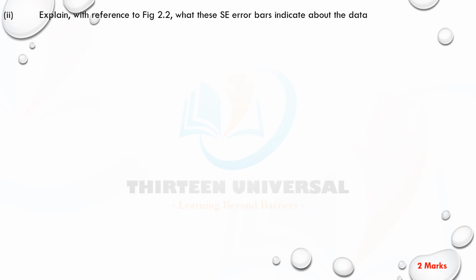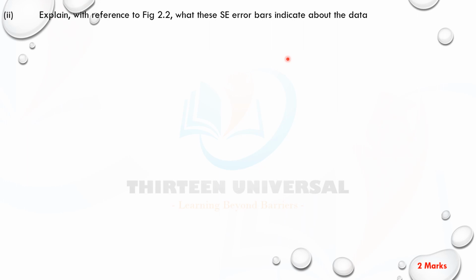It's too much. Explain with reference to Fig 2.1 what these standard error bars indicate about the data. All right, now I told you that standard error bars show us the range. It's a calculation that shows that our sample mean or calculated mean is close to the true mean. So we're 95% confident that our sample mean is close to the true mean within those ranges.